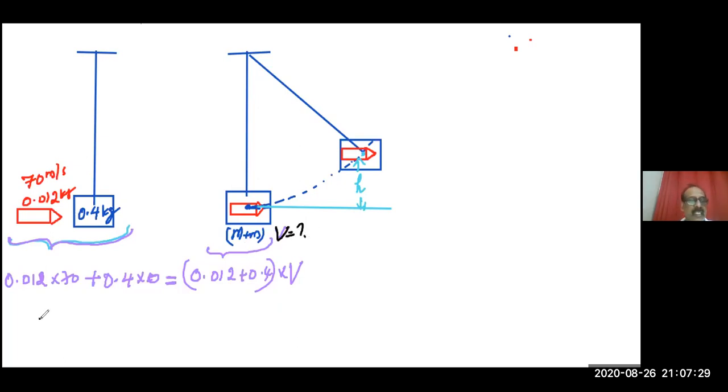Clear? This is 0.012 into 70. This will be 0. So equal to, how much will come this one? 0.412, right?